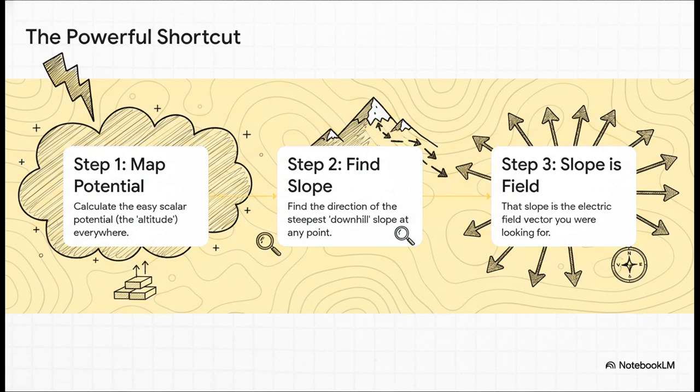Instead of trying to calculate that complicated vector field directly, you can use this simple three-step method. Step 1, you calculate the easy scalar potential. You're just adding up numbers to map the altitude everywhere. Step 2, you look at your map, and at any point you care about, you find the direction of the steepest downhill slope. And step 3, that slope is the electric field vector you were looking for. It's a brilliant strategy. You find the hard answer by first calculating the easy one.